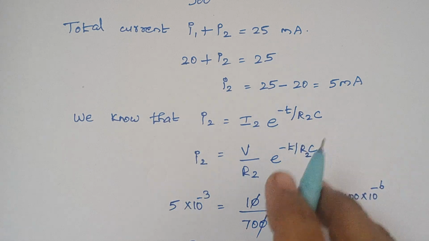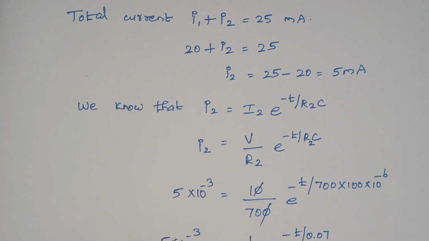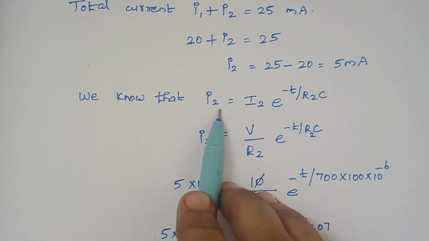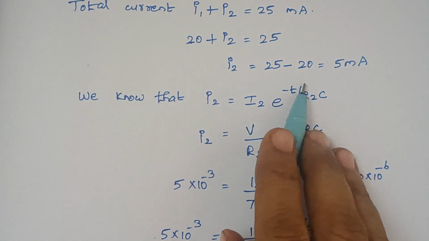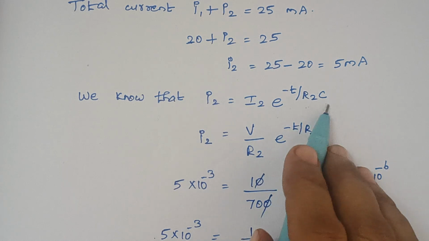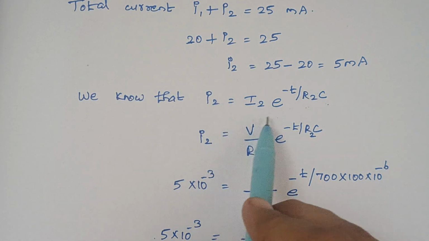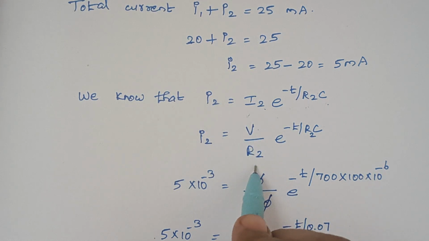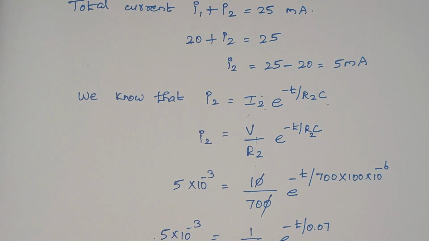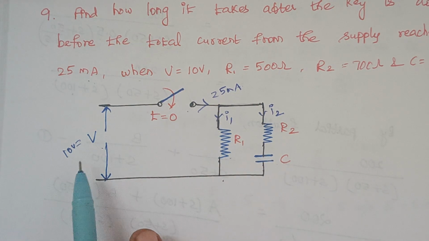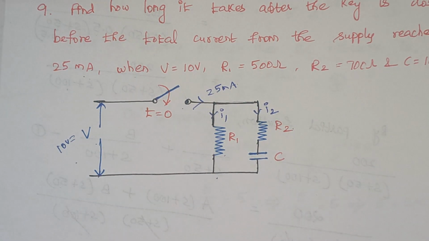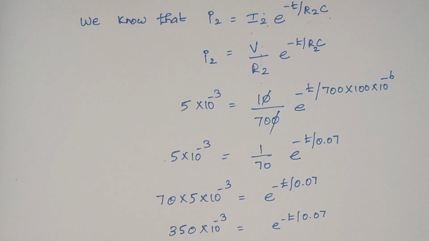Now the next thing is the current flowing through an RC network is given by i2 is equal to capital I2 into e to the power minus t by RC. So here in the place of R we are having R2, therefore R2C, right? So what is capital I2? It is nothing but V by R2, that is the steady state current. So the value of V is, you see, again look at this circuit, 10, right? So what is the value of R2? It is 700. Therefore just substitute the values.